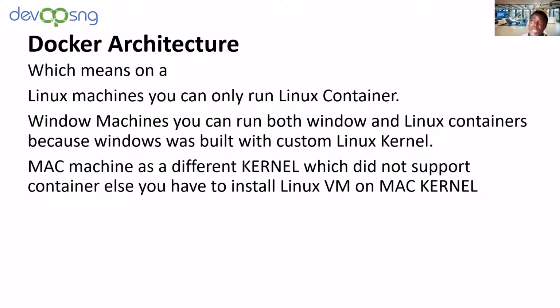That's why if you want to download any installation or software, they will ask you which operating system you are using, so that you can download something compatible with your operating system. But Windows can run both Windows and Linux containers, because Windows comes with a custom Linux kernel. So you can run both Linux and Windows containers on a Windows system, but you can't run a Windows container on a Linux system.